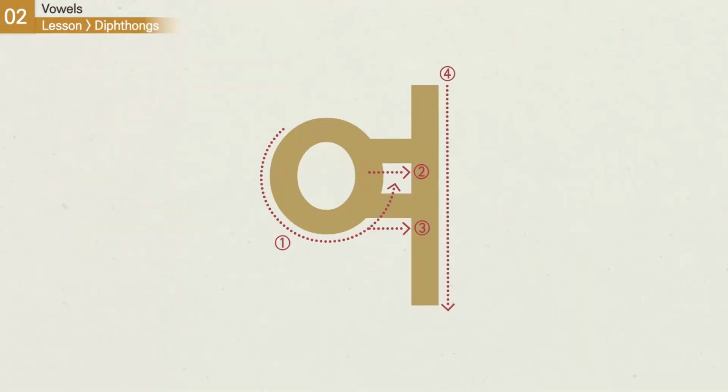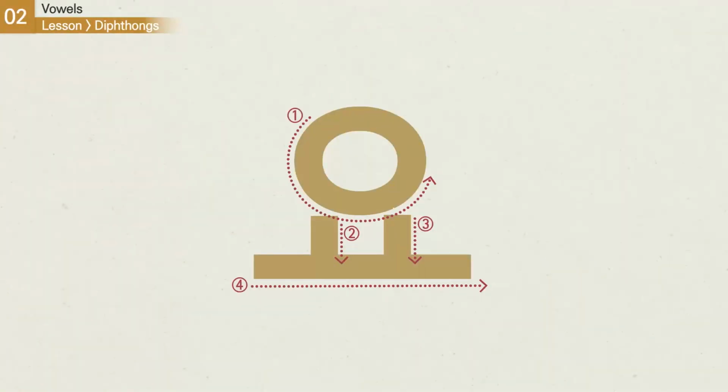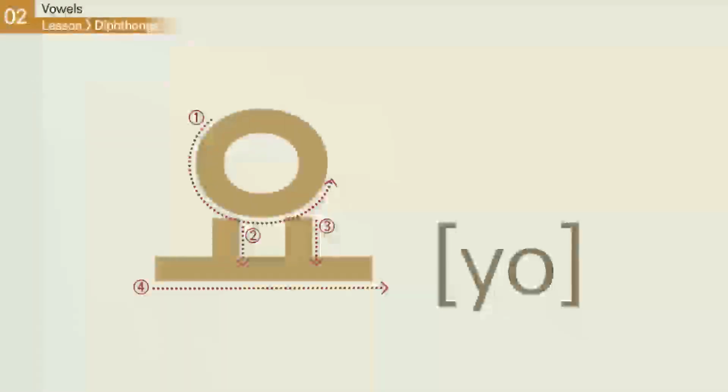Yaw, also written as yaw, is pronounced yaw. Imagine that you are trying to say e and aw very fast. Be sure not to pause in between pronouncing the two sounds. Repeat after me. Yaw. Yo, also written as yo, is pronounced yo. Imagine that you are trying to say e and o very fast. Be sure not to pause in between pronouncing the two sounds. Repeat after me. Yo.